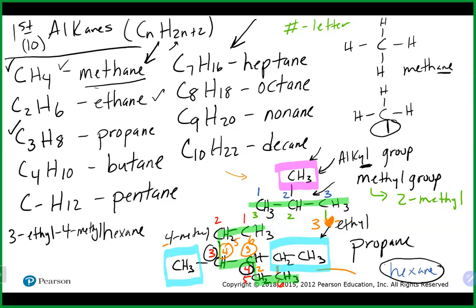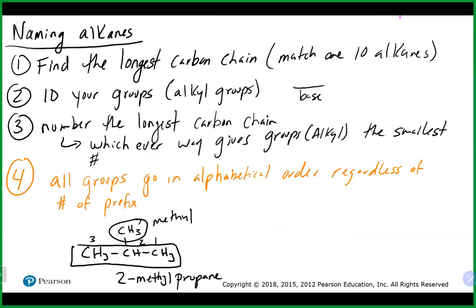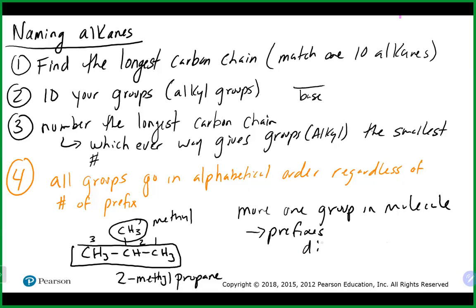A couple other things to finish up on. We did the number dash letter. If you happen to end up with two numbers in a row, we do a comma between the two numbers. Obviously we'll do some examples of those as we continue through. The other main thing here is alphabetical. If you have more than one of the same group in a molecule, like say two methyl groups, we do use prefixes, kind of like our non-metals: di is 2, tri is 3, tetra is 4.